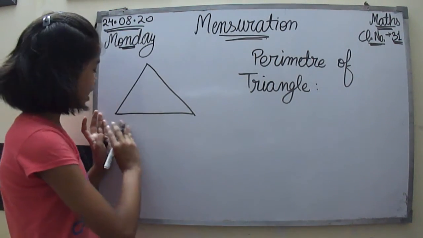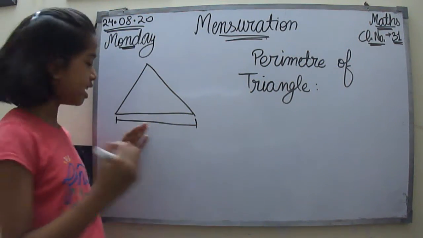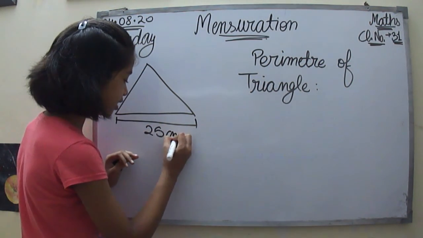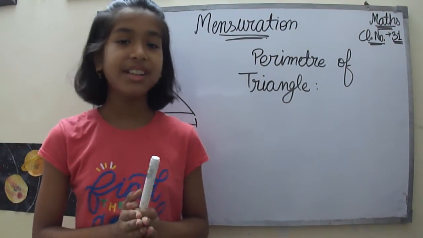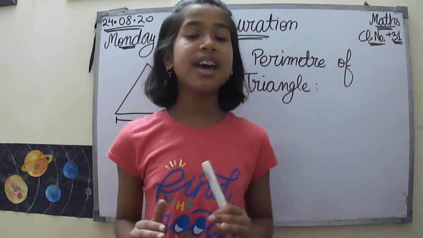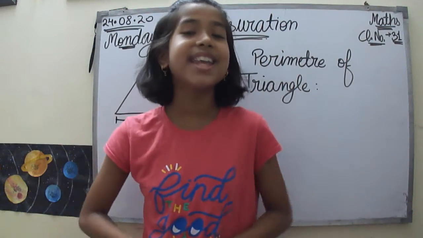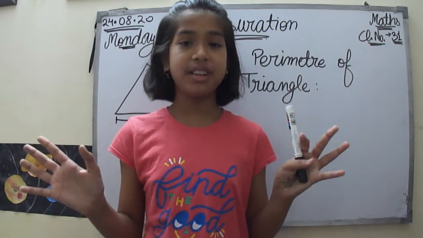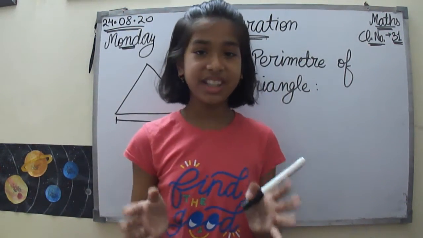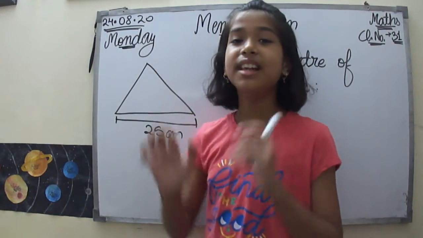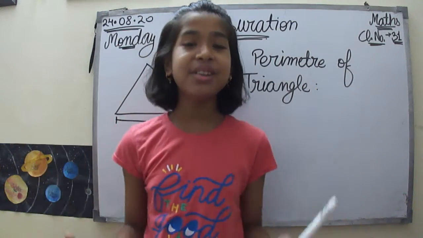Now let's say that the length of its one side is 25 centimeters. Now what do we mean by equilateral triangle? An equilateral triangle is a triangle which has all the sides equal, and if all the sides are equal, all the angles are equal. We don't need the angles, so let's keep that away and talk about the sides only. An equilateral triangle has all the sides equal. That means that it is a regular polygon.